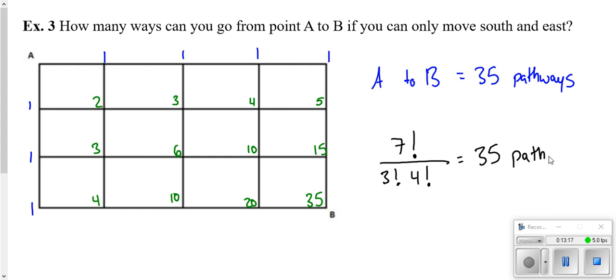So two different ways to approach this question. One, drawing it out if you want to and filling it in with Pascal's triangle, or two, running this equation. So again, this top here is your total versus the bottom, which is your two directions. So that's a direction, that's a direction.